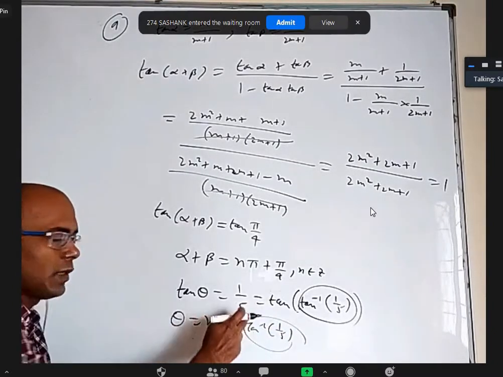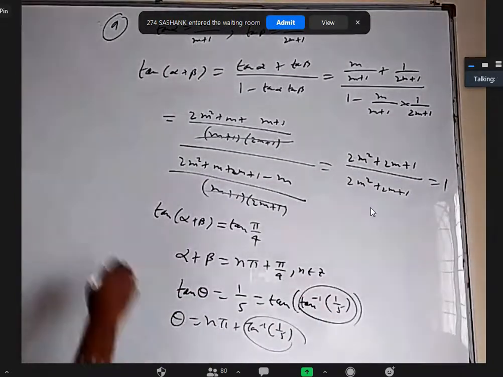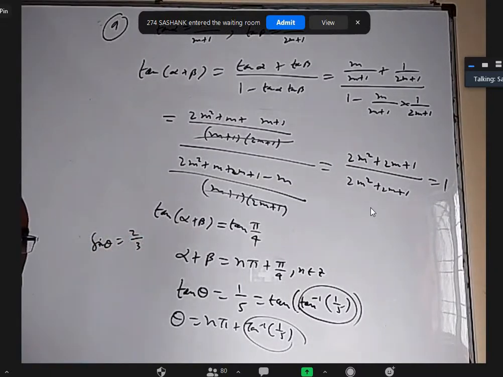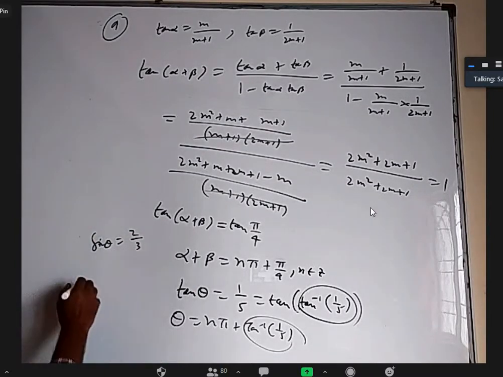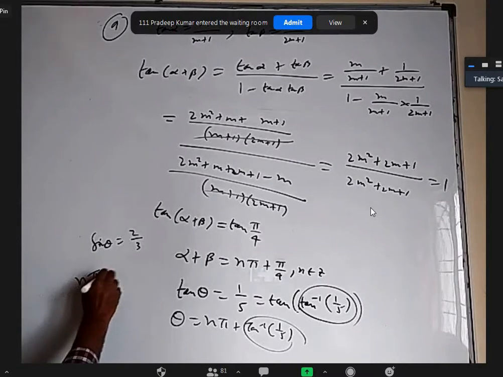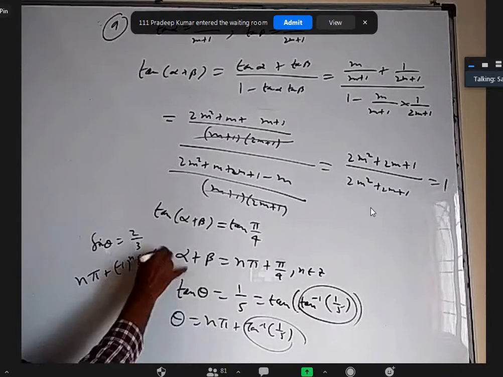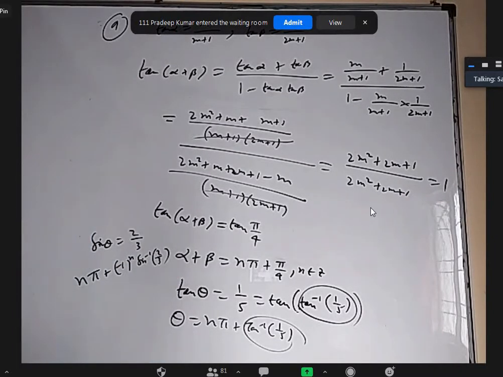If you know the angle, fine. If you don't know, you can write it in inverse form. Even if, let us say, sin theta is equal to 2 by 3, you may not know what is the particular angle which will give that. Then sin inverse 2 by 3 is the easiest solution, and the other solutions are n pi plus minus 1 whole power n into sin inverse 2 by 3. So when you don't know the angle, you can always write it in inverse form.